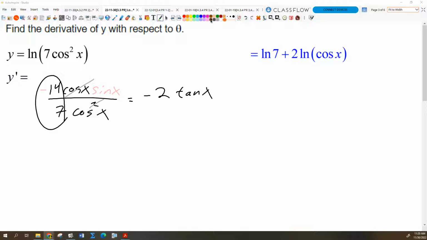Okay, give me thumbs on that. Does that all make sense? Okay, good. Wouldn't that be easier over here, though? I mean, way easier, right? Over here, if I were going to differentiate that, derivative of log 7 is what?